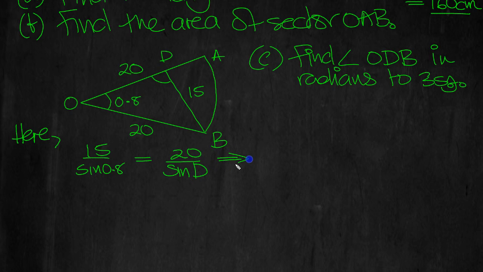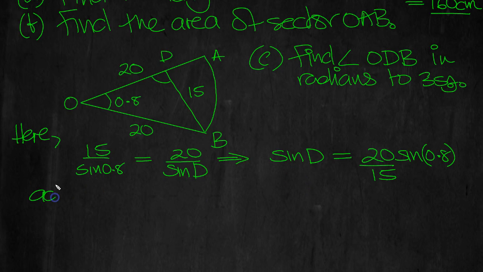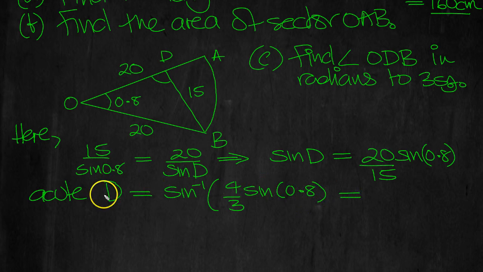So that tells us then, I'm going to move the sine d up there. Sine d is equal to 20 times sine 0.8, over 15. So we've basically moved this up to be there, and then moved the 15 down. So the acute angle D, because that's all the calculator will give us for this, when we do shift sine, is equal to shift sine of this angle here. This is 4/3, isn't it? So we can write 4 over 3 sine of 0.8. And that will give us the acute angle when we do the calculation.